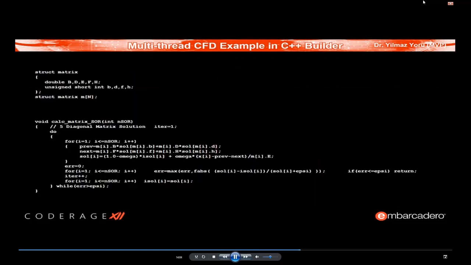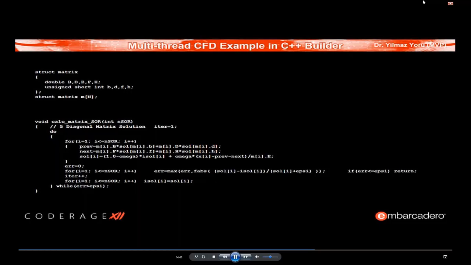In our study, this is our matrix form structure. We have D, D, E, F, H, which means the top, bottom, left, right, and central parameters of the nodes. We also have the number of each node, so the east, west, north, and south nodes have numbers here. And this is the successive over relaxation method, how we calculate all nodes here. This is the single core model.